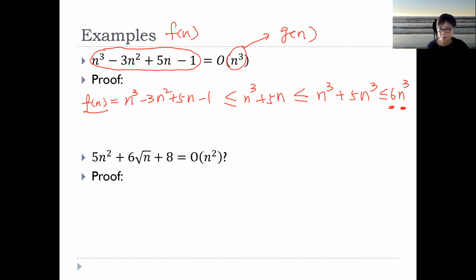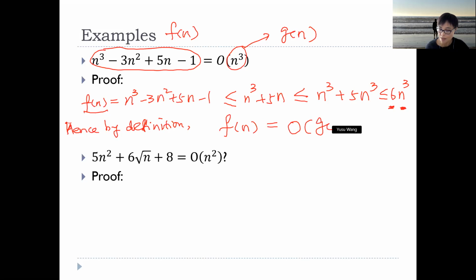As such, by definition, we have that f of n is in big O of g of n. In this case, g of n is n cubed, because the constant in the previous definition is 6. So that's how we prove that this is in big O of n cubed.